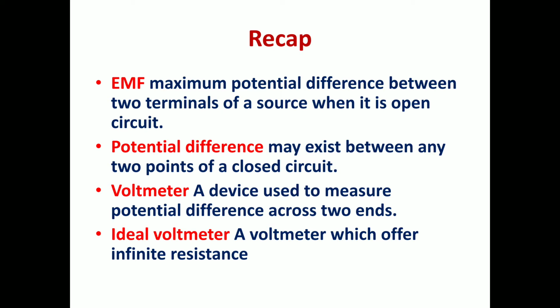Third, you have studied about voltmeter. What is a voltmeter? A device used to measure potential difference across two ends. When we are talking about a voltmeter, potential difference across two ends means that it should offer high resistance. That is, no current or negligible current should pass through the voltmeter.